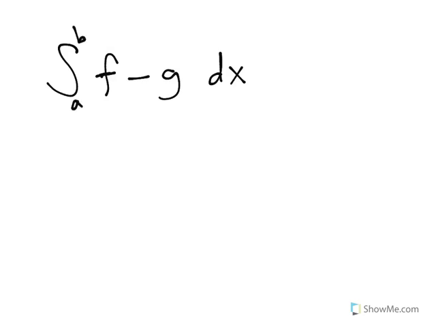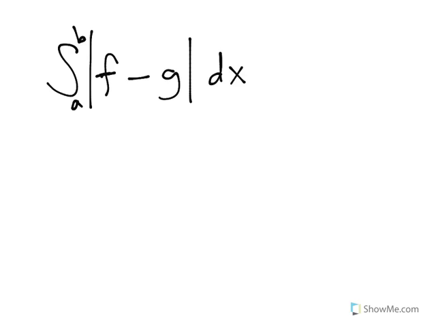And you might think, well, what if f is not higher? What if g is higher the whole way from A to B? If that's the case, you could do g minus f, or you could just do f minus g and take the absolute value of whatever you get, because if g was higher than f, you would actually get a negative value for the integral.